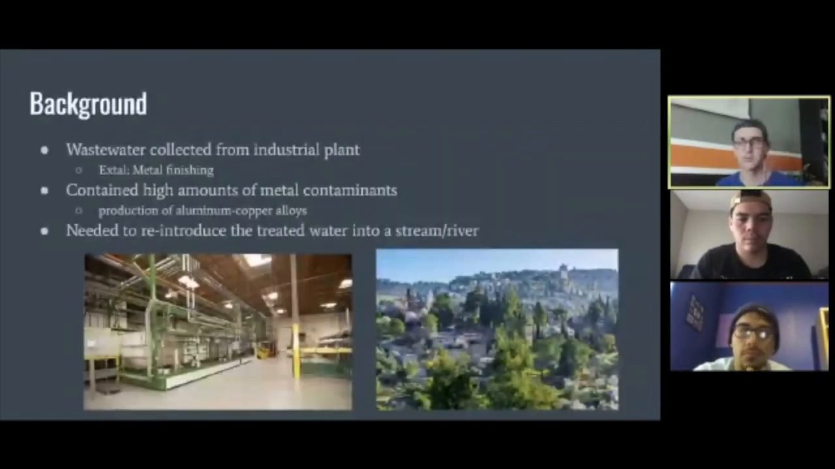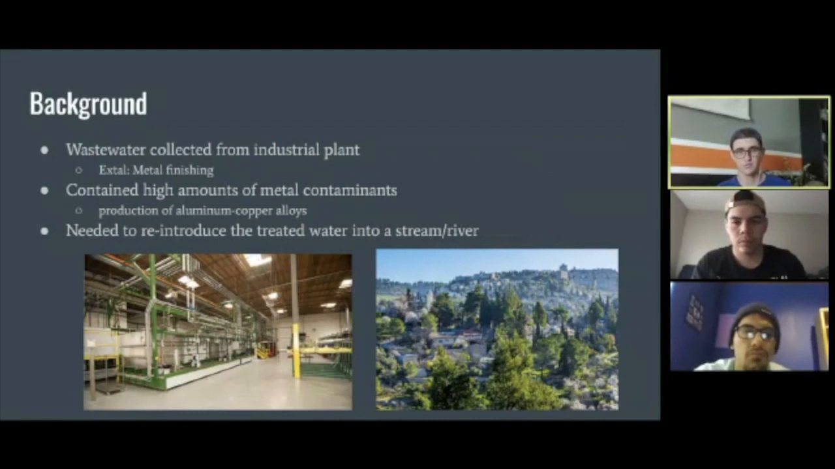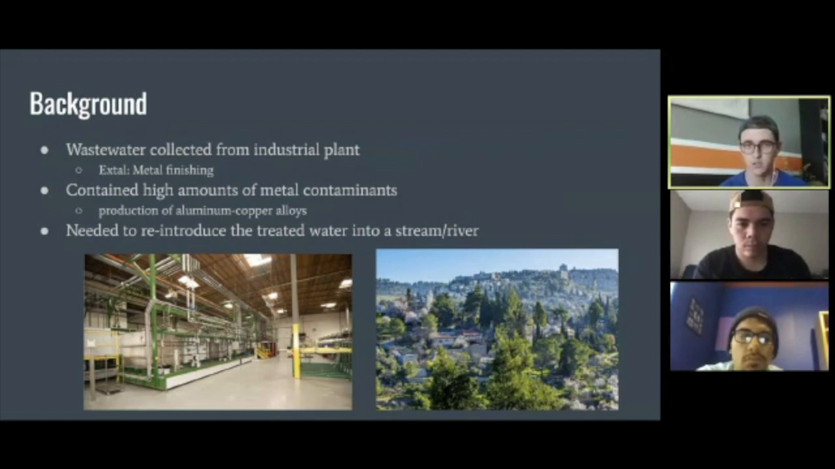So just a little bit of background. Last month, we went and visited Jerusalem in Israel, and we attended a couple labs at Azraeli College about wastewater treatment. We were tasked with collecting water from an industrial plant. The plant we collected the water from was Extol, and they do metal finishing. Their wastewater contained high amounts of metal contaminants, mainly due to their production of aluminum and copper alloys. We needed to reintroduce the treated water into a stream or river.